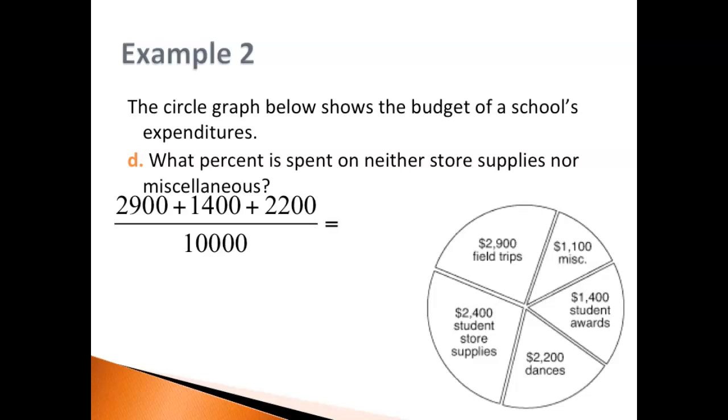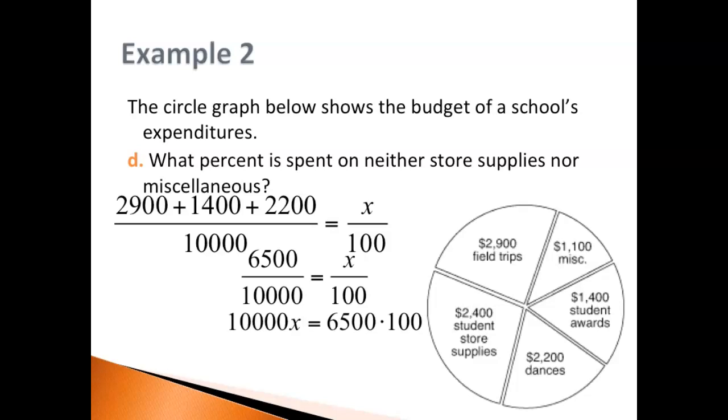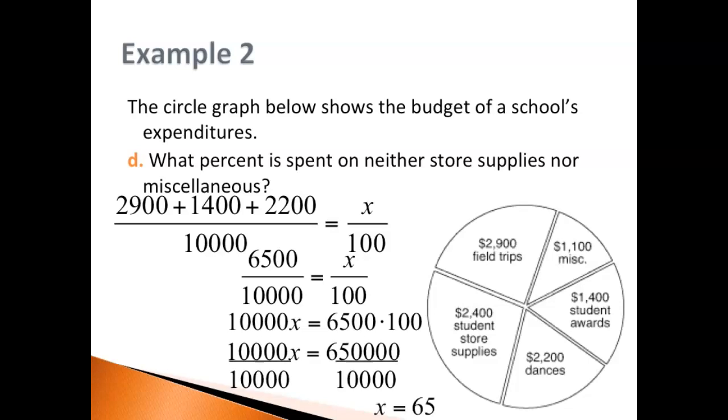And we're trying to find a percent, so set this equal to x over 100. Now let's simplify and cross multiply. So now we have 10,000x equals 6,500 times 100. Now we can divide both sides by 10,000, and that leaves us with 65. 65 is over 100, so we'll write this as a percent, 65%. So 65% of the budget is spent on not school supplies and not miscellaneous, but everything else.